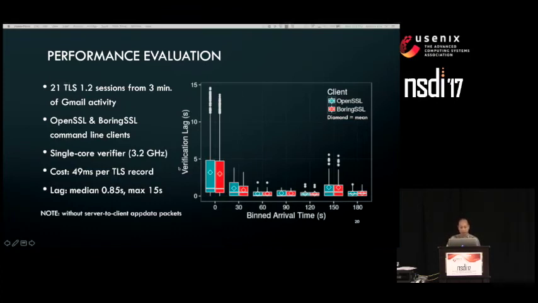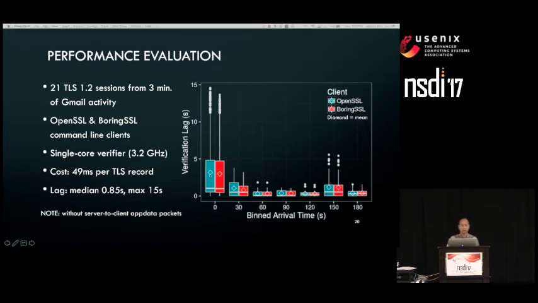On the right, we've got a box plot of the verification lag over the 3-minute session. So the way to read this is that there's a bin for every 30 seconds of traffic, and for each bin, we're going to show the median down here, the upper and lower quartiles, the min and max and outliers, and the diamond shows the mean.